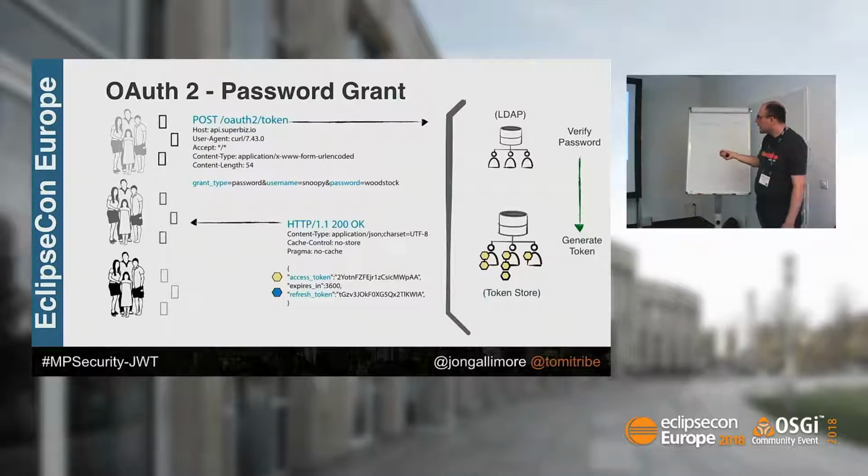And on the back end of this, effectively what we're doing is verifying our password in LDAP. We're generating a token, and we're also taking all of the information about the user, so what roles they have, what their username is, and any other attributes, and we put it into a token store. So effectively our token is becoming like a primary key to a record that's in that token store.